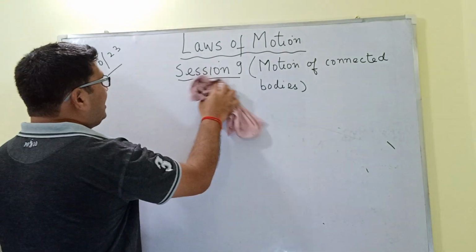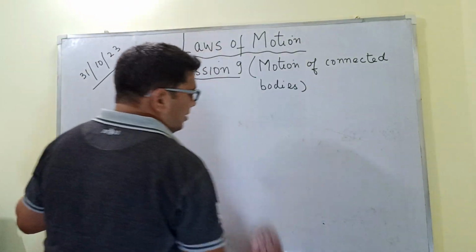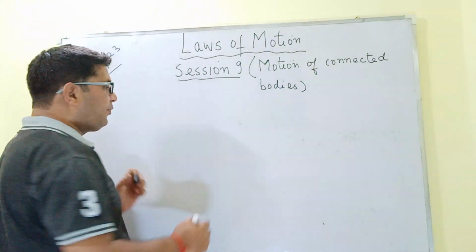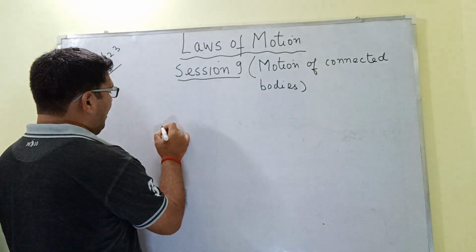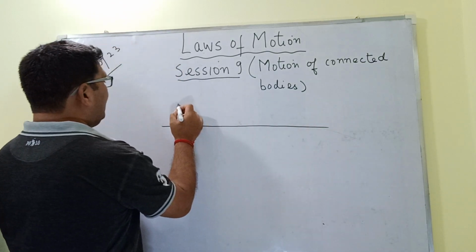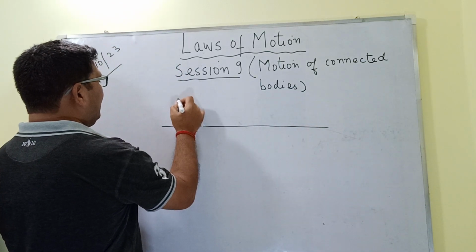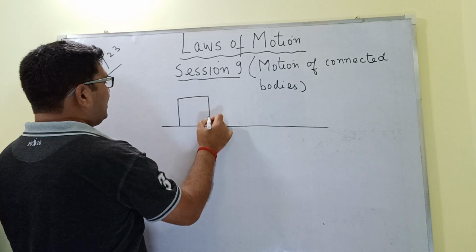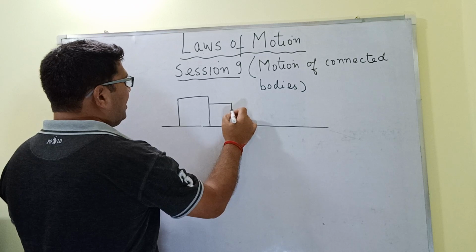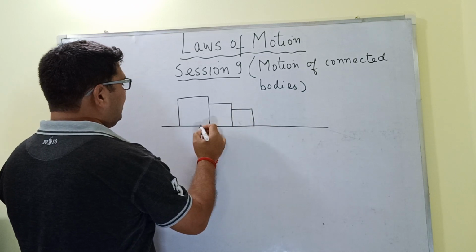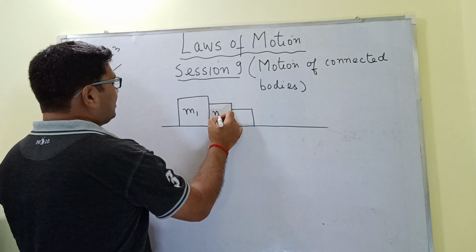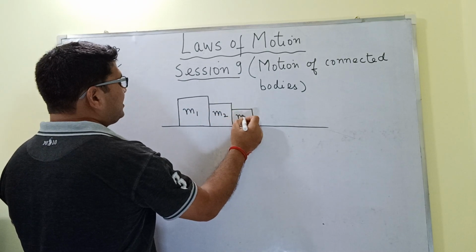Now let us take the case of a system of 3 blocks. Let us say this is a block A, this is block B, and this is block C. ठीक है, and इसका हम ले लेते हैं मास m1, इसका ले लेते हैं m2 और इसका ले लेते हैं m3.